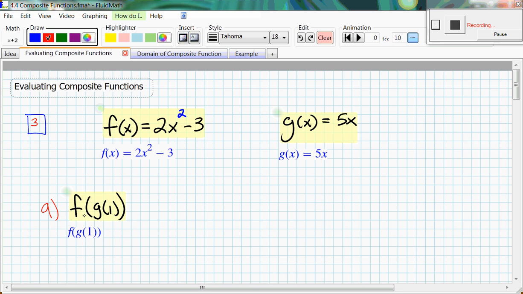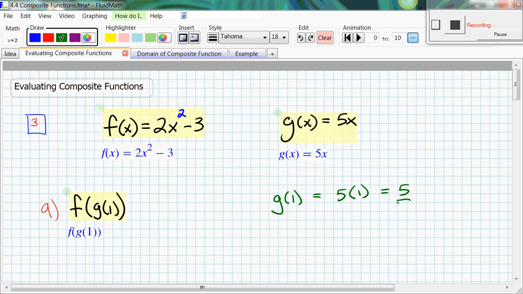It's asking me to find f of g of 1. So what does that mean? Okay, so what that means is, since g of 1 is on the inside, I need to figure out what is g of 1. Well, g of 1 would be taking 1 and plugging it into g, so that gives me 5 times the value of 1, which of course is 5.